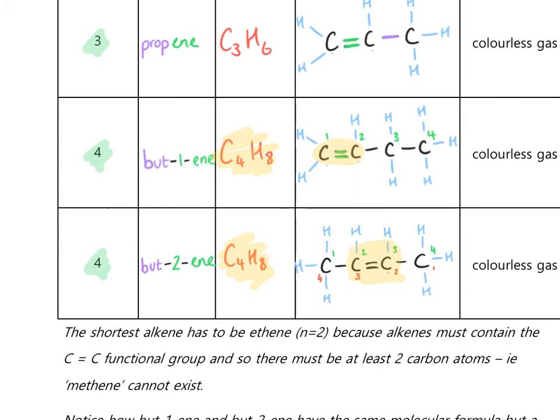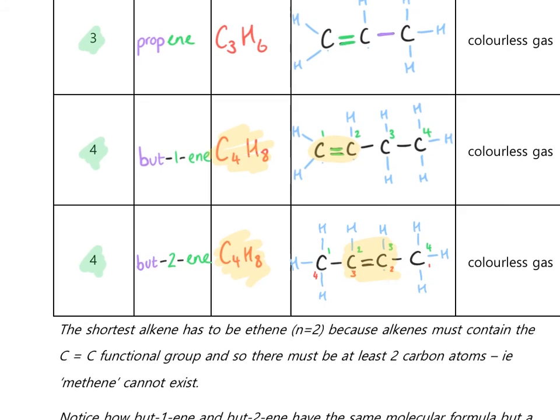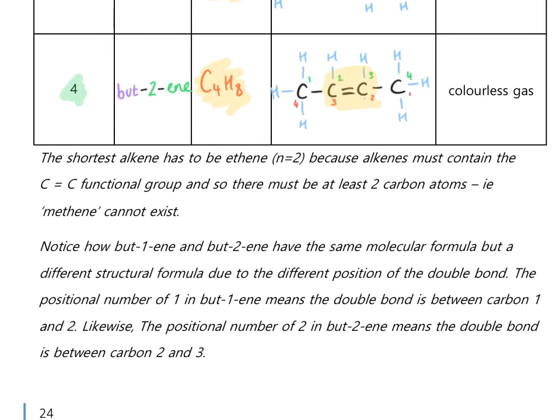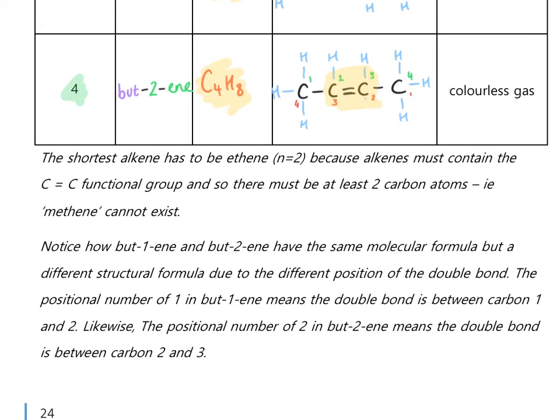You could be asked to draw butene and then name it, give it its specific name. Wherever you put the double bond is going to determine the name of it, so just be really careful with that. Just down below that table, you have a couple of notes on why methene doesn't exist, and notes on the 2 butene structures, how they have the same molecular formula but a different structural formula.